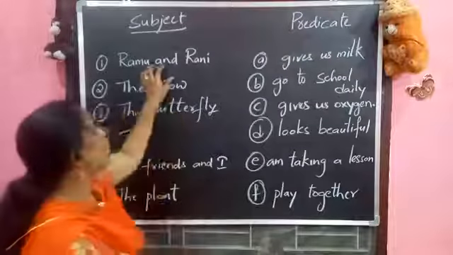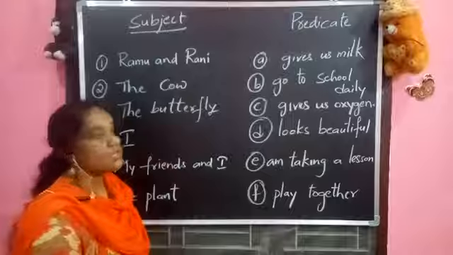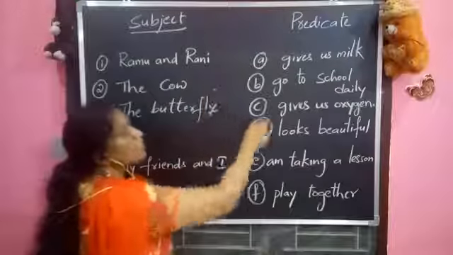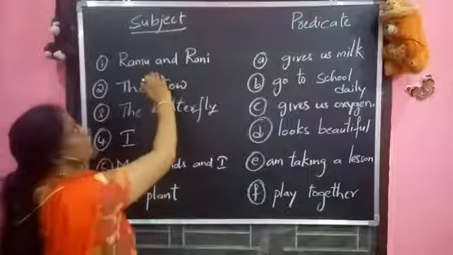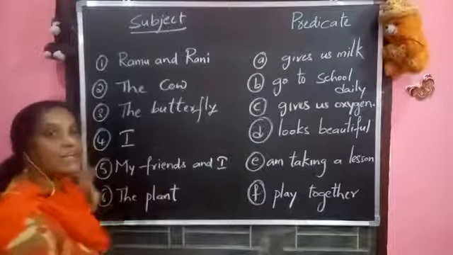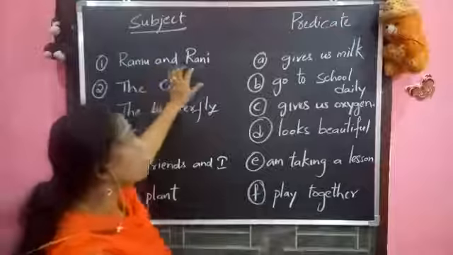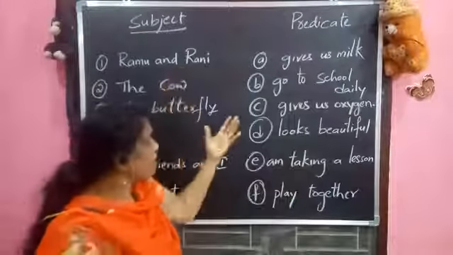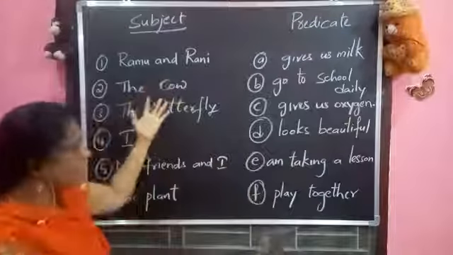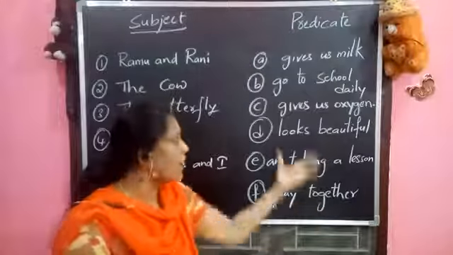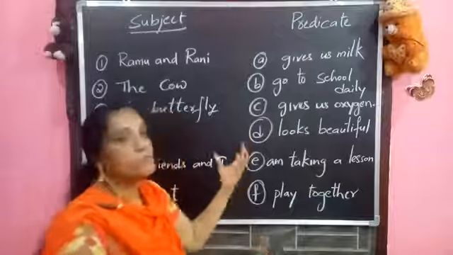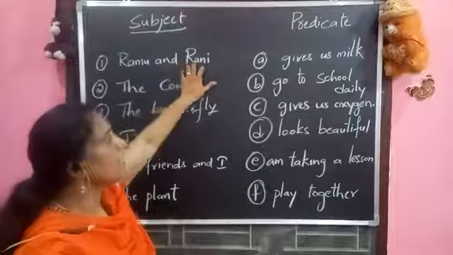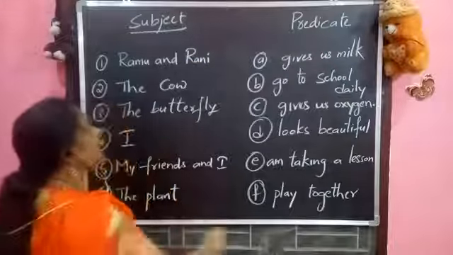Okay. Now, Ramu and Rani. So, what can Ramu and Rani do? They can go to school daily. So, if we say Ramu and Rani, simply it doesn't make a sentence. We can say Ramu and Rani go to school daily, or with any other thing like Ramu and Rani play together. Okay, you'll have some options. So, which option suits better, we can go with that. Okay, Ramu and Rani go to school daily.